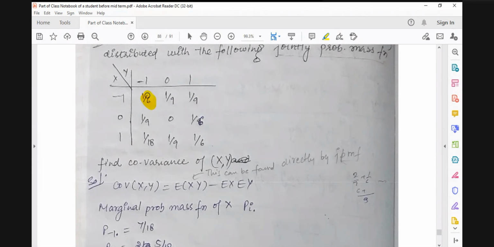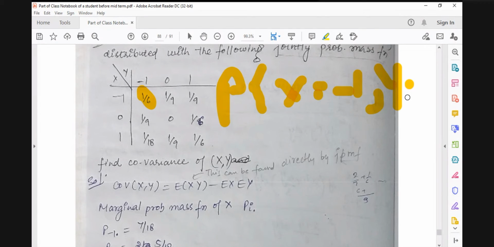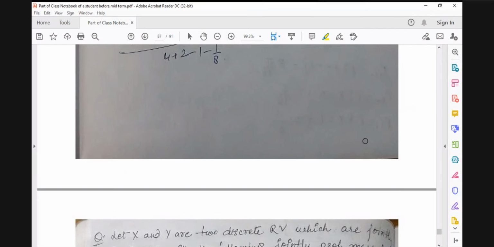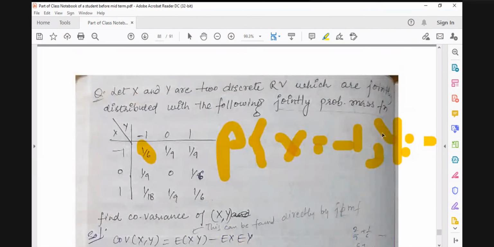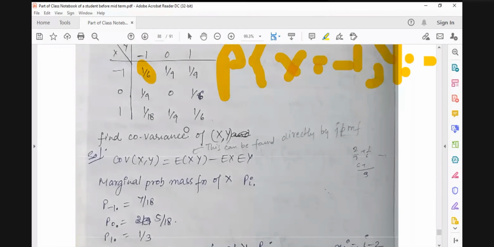Then these are the probabilities. This probability I am highlighting: this is the probability that capital X is taking the value -1 and capital Y is taking the value -1. Similarly, you can read another value: for X equal to -1 and Y equal to 0 is this one. For X equal to -1 and Y equal to 1 is this one.